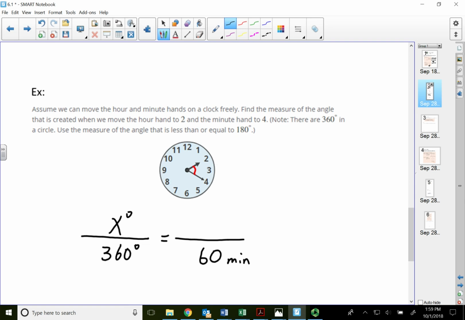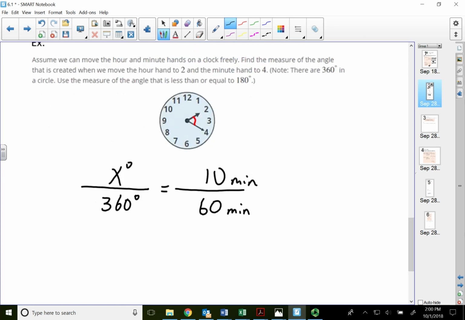So if we look at the minutes between the 2 and the 4, that's 10 minutes. 2 to 3 is 5 minutes, and 3 to 4 is another 5 minutes. So this angle only consists of 10 minutes of opening.